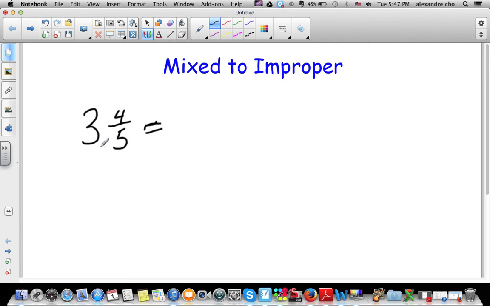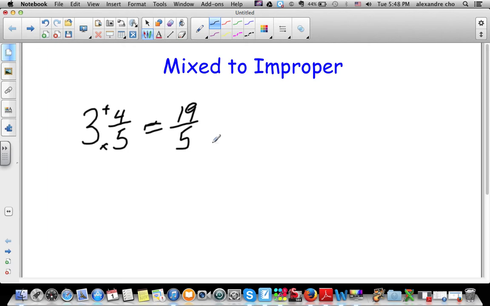Well, the little trick that you know is that you're going to have to multiply these two and then add the product to the numerator. So it helps if you put those two things up there. 5 times 3 is 15. Oops, sorry. That's not what you have to do. Here we go. 5 times 3 is 15, plus 4 is 19. And that gives you 19 over 5. So they're both equivalent to each other.